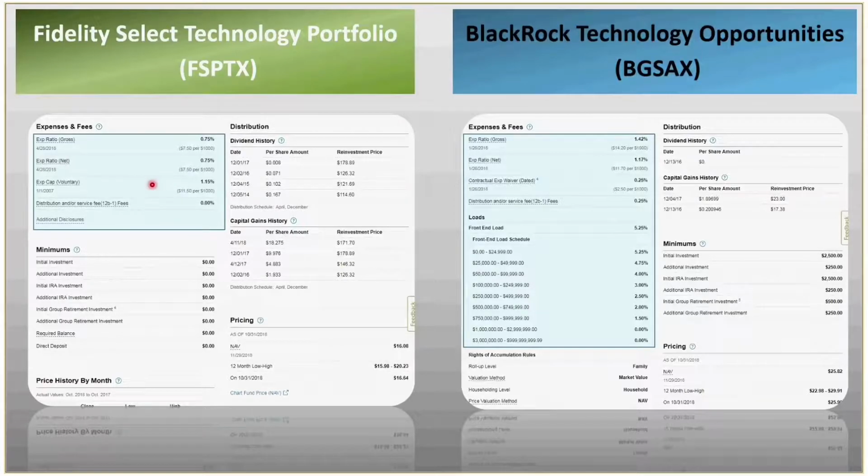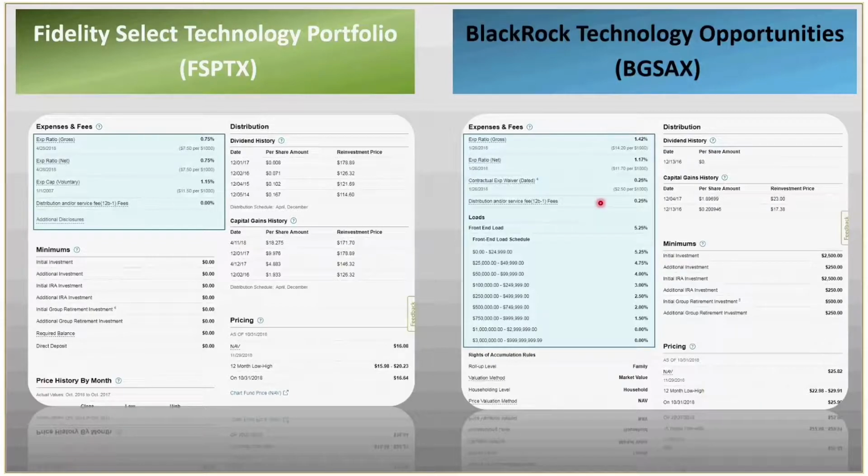And then over here, we have 0% for distribution and/or service fees. This is the 12b-1 charges. This is something that the SEC allows the fund managers to charge, and it's made up of such things as advertising to help promote their fund. It's also used to pay a commission to brokers that push the sale of this particular mutual fund.